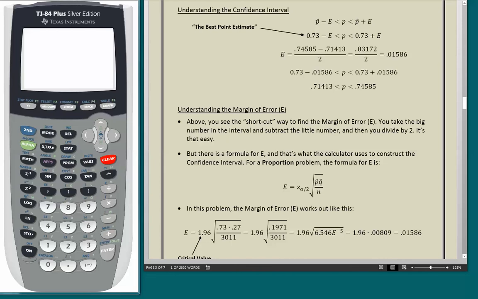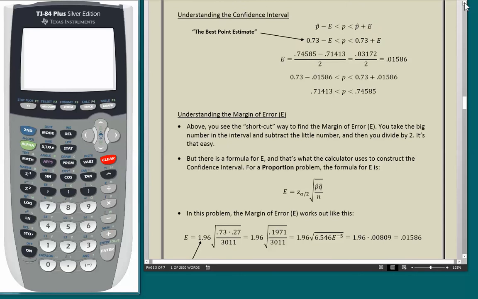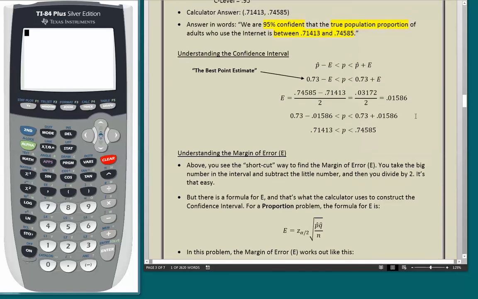So again, the answer to this problem is this right here. That is the confidence interval. And up above, if the problem asks you to state the answer in words, you see it right here. And now we're going to move on to the second problem.